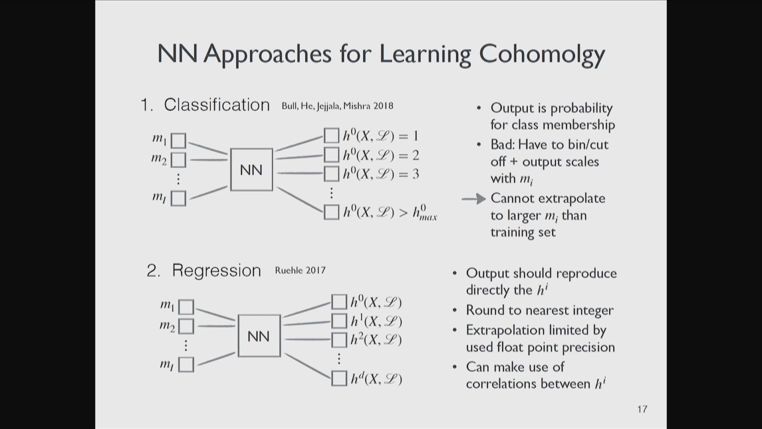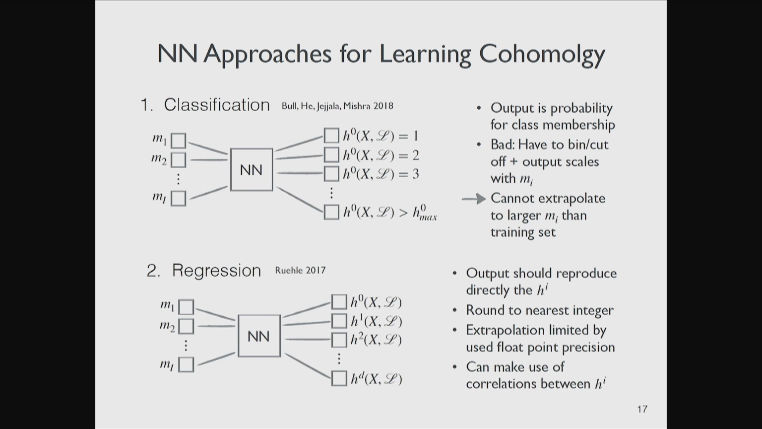The other option is to perform a regression. There we don't only look at one cohomology group, not the zeroth one only, but all of them together. The outputs of our neural network are then the H^i themselves. The aim is to perform a regression, to train this neural network to reproduce these numbers, and you round the result to the next integer. In this case, you don't impose a cutoff on the allowed cohomology dimensions. So this output could be any number in principle, but what we found is that your ability to extrapolate is limited by the float precision used.